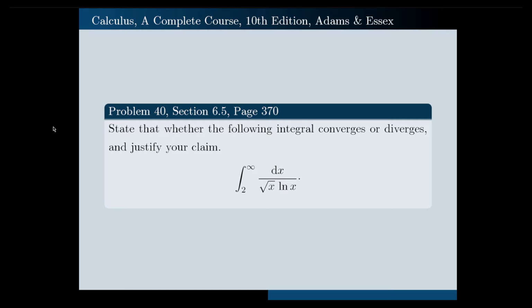Hello, in this video I'm going to solve the following problem for you. State whether the following integral converges or diverges and justify your claim. Integral from 0 to infinity dx over square root of x ln of x.